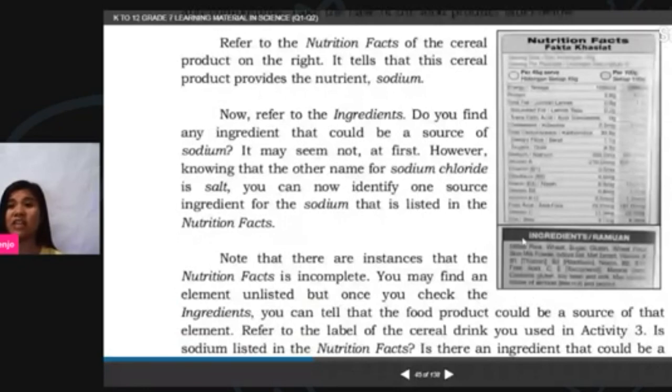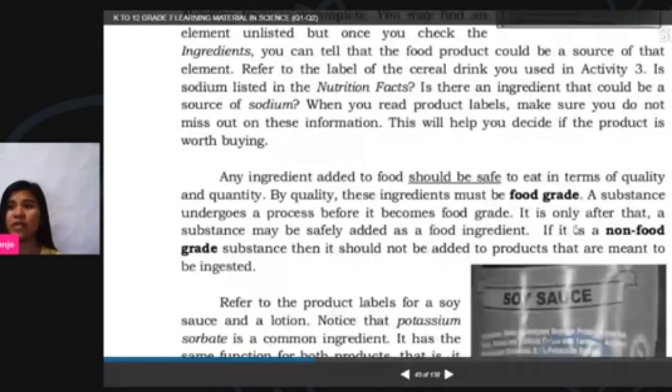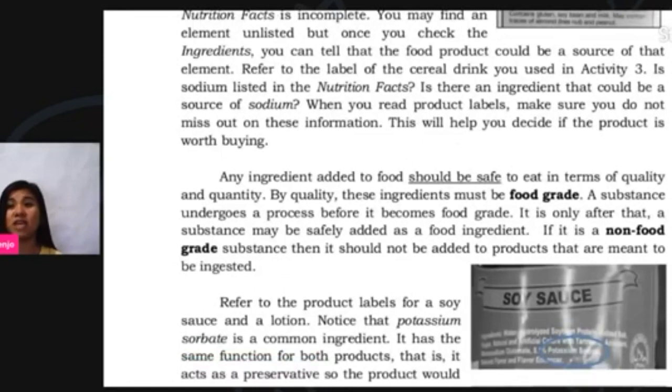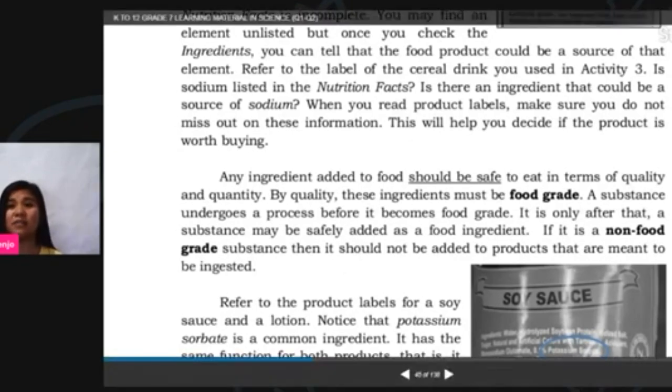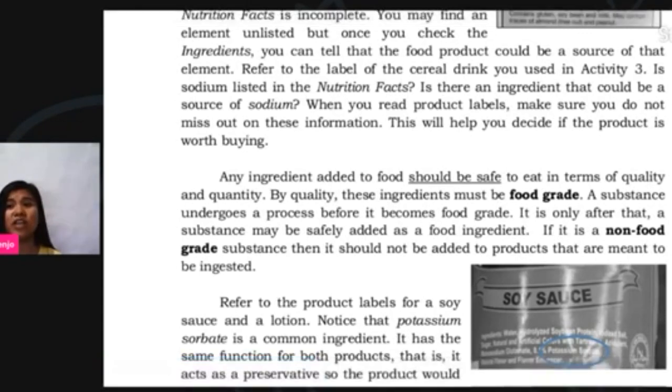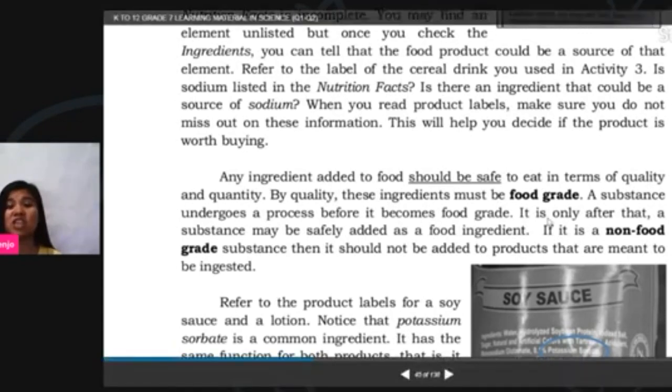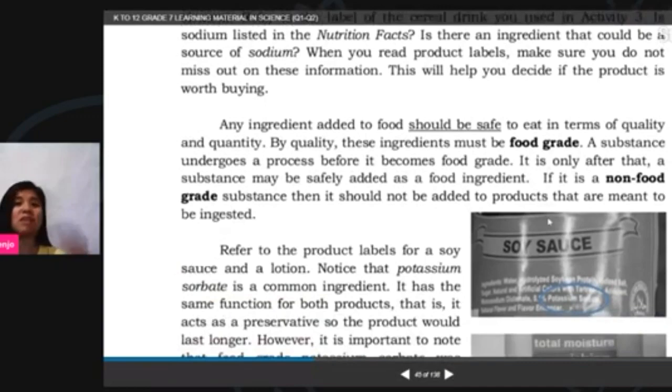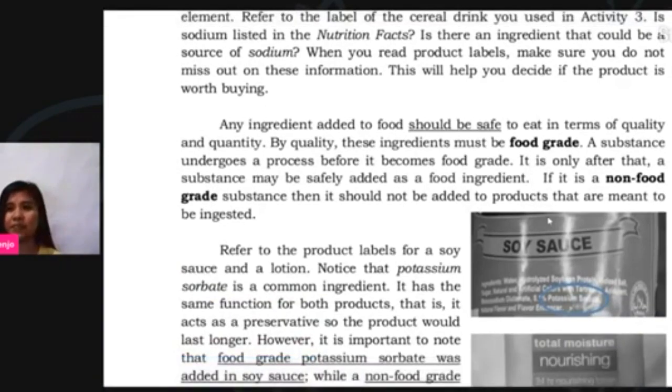Any ingredient added to food should be safe to eat in terms of quality and quantity. By quality, these ingredients must be food grade. A substance undergoes a process before it becomes food grade. It is only after that that the substance may be safely added as a food ingredient. So if it is a non-food grade substance, then it should not be added to products that are meant to be ingested. Ingested meaning you are going to take in.